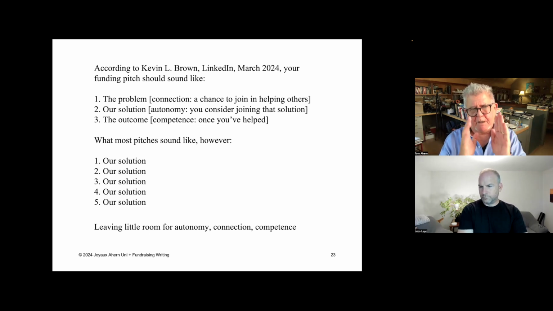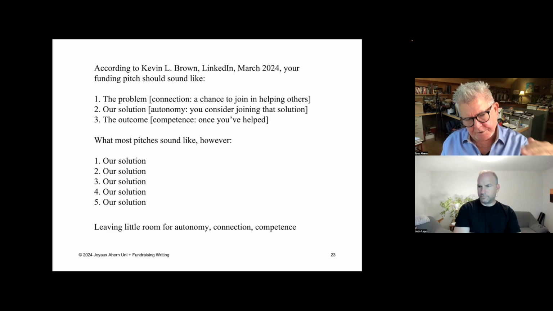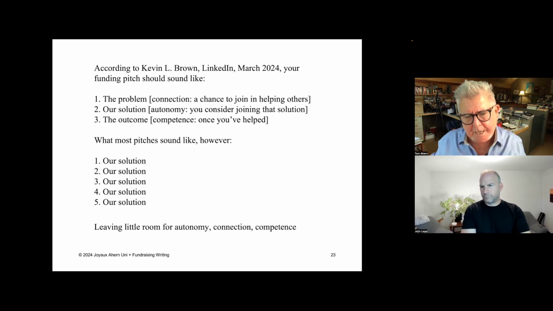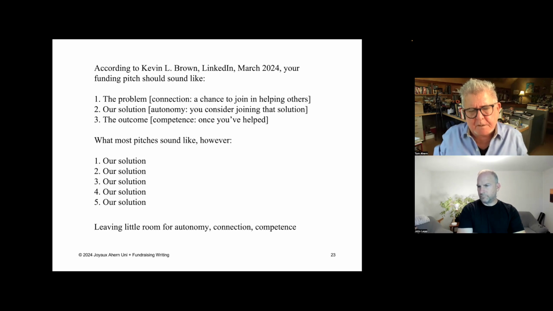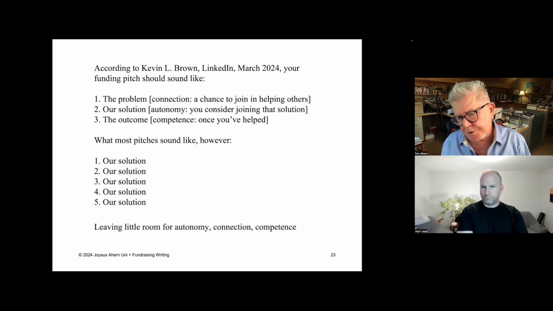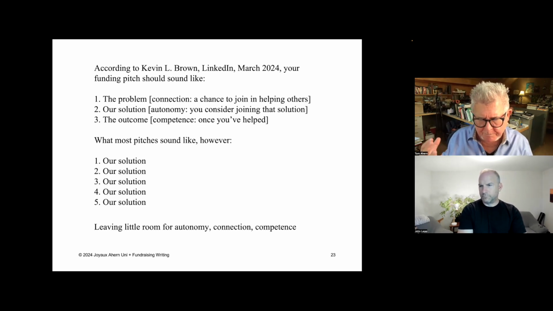However, and there's always a however, Kevin is saying most of the time the pitches sound instead like, here's our solution, here's our solution, here's our solution. We are not leaving room for the donor to exercise autonomy, connection, and competence, the essentials, the three pillars of human well-being.